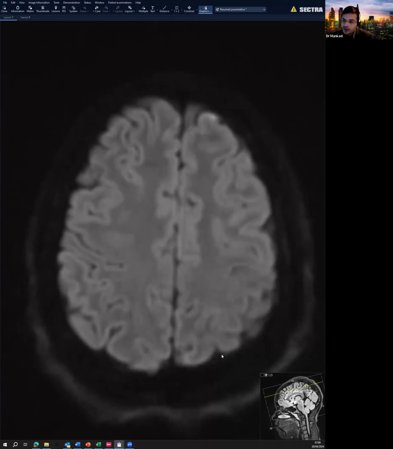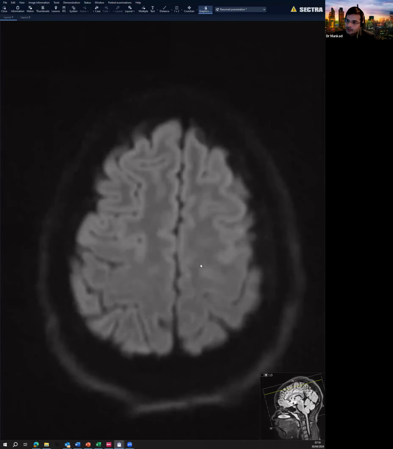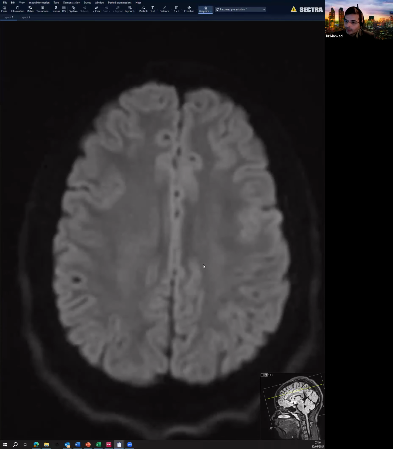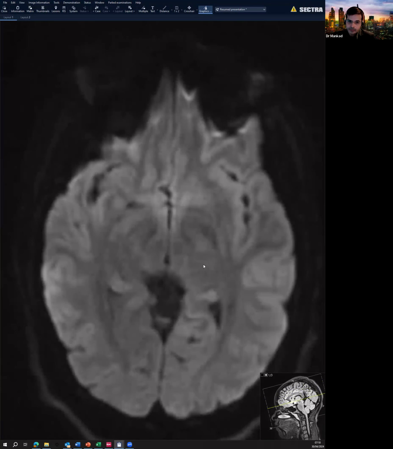In the context of high nuclear to cytoplasmic ratios and packed cell density, you can get tumors which can restrict, like medulloblastomas, lymphomas, and high grade tumors. And then, if you have a lot of calcification or hemorrhage sitting in one location, then also you can restrict the diffusion of molecules. So, this is a normal diffusion weighted imaging.